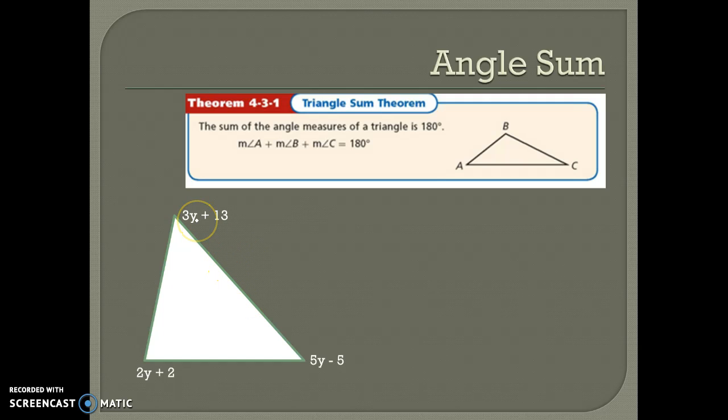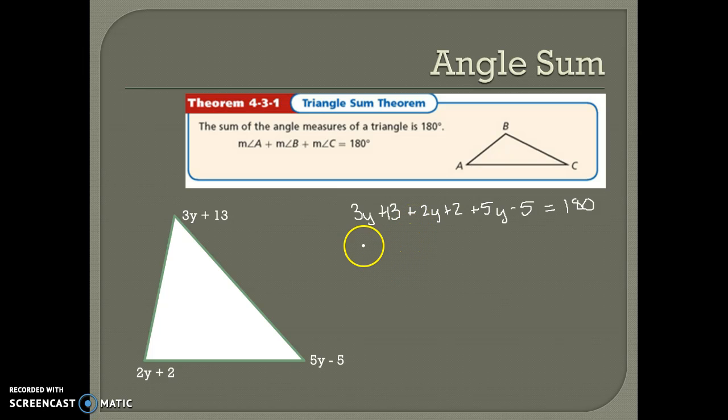So given that, although we don't yet know what y equals in this triangle, we do know that if we add up these three angles, we need to get 180 degrees. To first find the value of y, we would add up these three expressions: 3y plus 13 plus 2y plus 2 plus 5y minus 5. Again, we don't know what y is, but we know that this is entirely equal to 180 degrees.